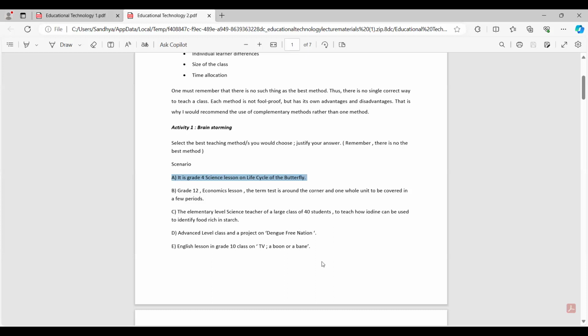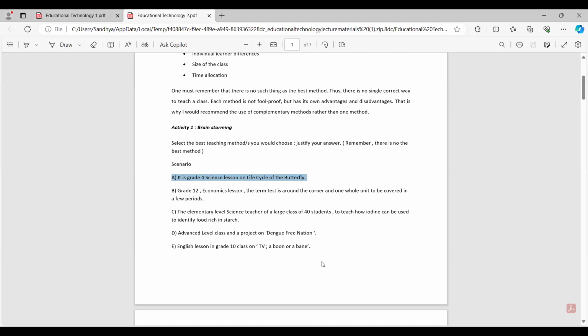Now, if it is a project, they have to actually do an investigation about the life cycle of a butterfly. Am I right? Yes, madam. It's a group work method. That is one technique. Actually, here it's more or less the lecture method. Teacher explains it. Am I right? Yes, madam.